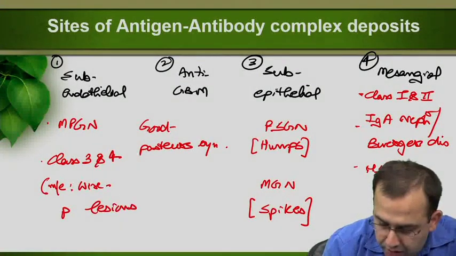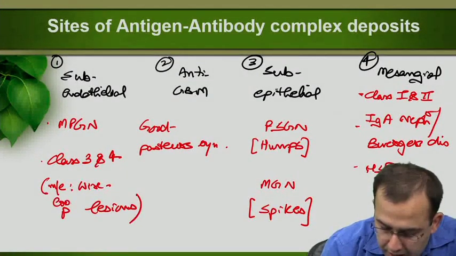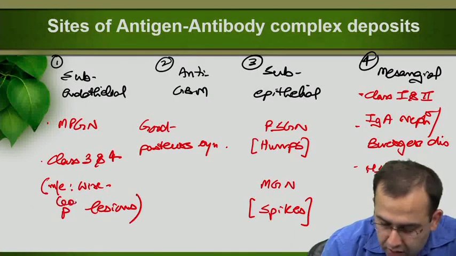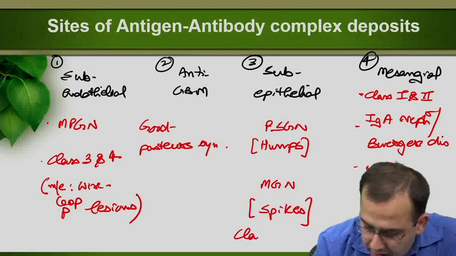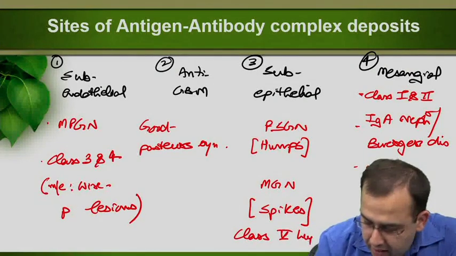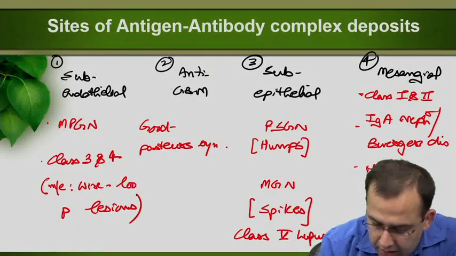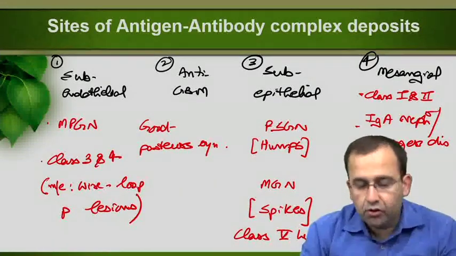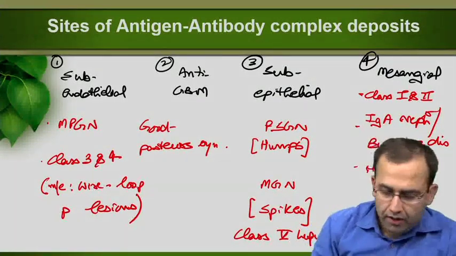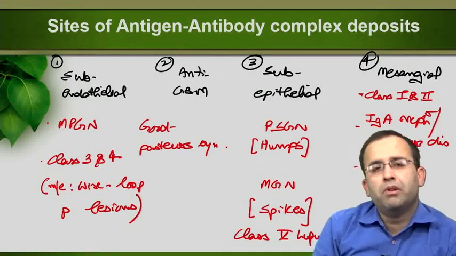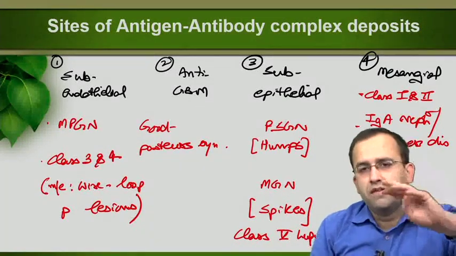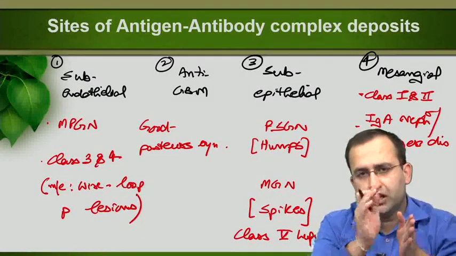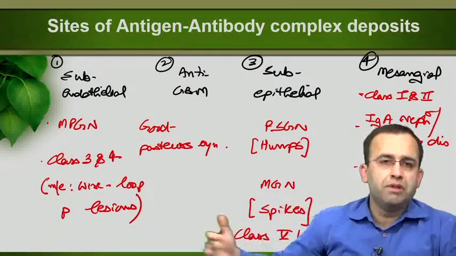Class 4 lupus microscopically shows us wire loop lesions, whereas class 5 lupus is subepithelial in nature. Class 5 lupus is subepithelial. This again is an important table, sites of antigen antibody complex deposits. There were 4 sites of deposits: subendothelial, anti-GBM, subepithelial, mesangial.